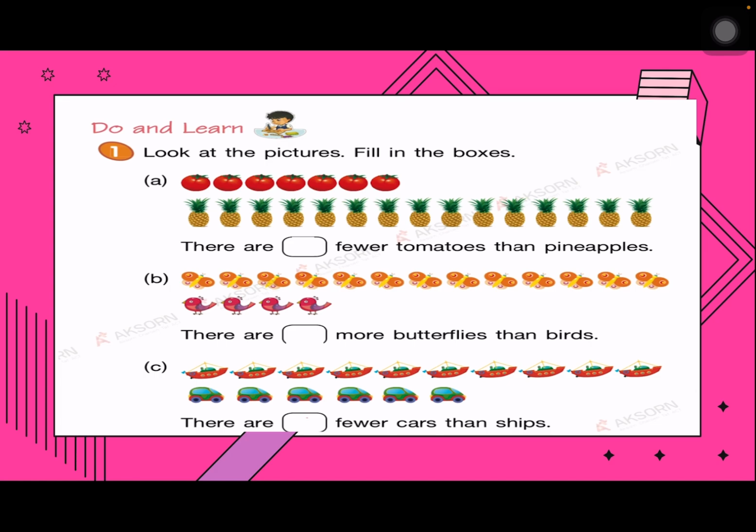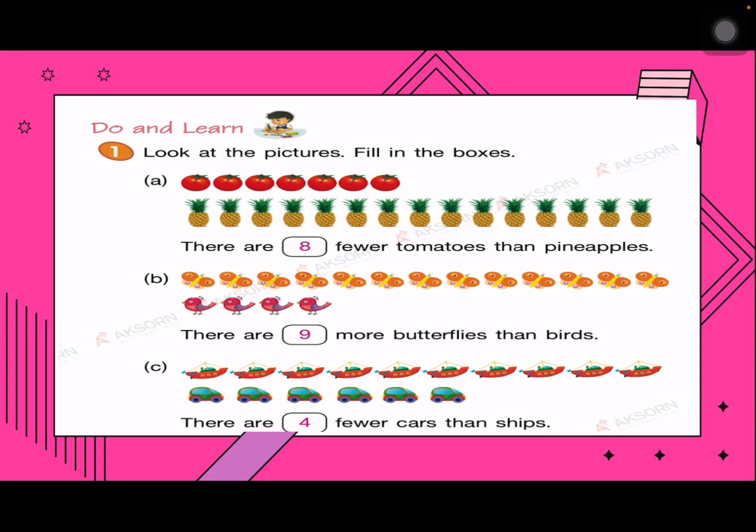And how many tomatoes do we have? 1, 2, 3, 4, 5, 6, 7. So we have 15 minus 7 is equal to 8. So there are 8 fewer tomatoes than pineapples. Next, you look at the butterflies. There are blank more butterflies than birds. We have 1, 2, 3, 4, 5, 6, 7, 8, 9, 10, 11, 12, 13 butterflies. And we have 1, 2, 3, 4 birds. So 13 minus 4 is equal to 9. Very good. So there are 9 more butterflies than birds.